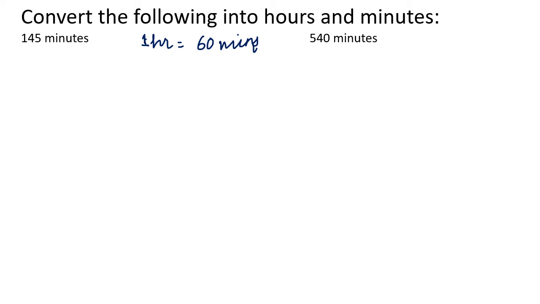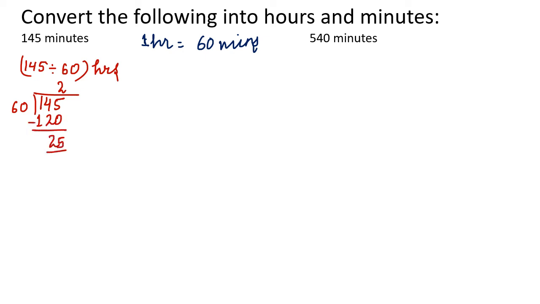So here 145 minutes are given to us. Therefore, divide 145 by 60. So dividing 145 by 60, we will get 60 twos are 120. 25 is the remainder. So here 2 is the quotient, means 2 hours, and 25 is the remainder, means 25 minutes. So 145 minutes is equal to 2 hours 25 minutes.